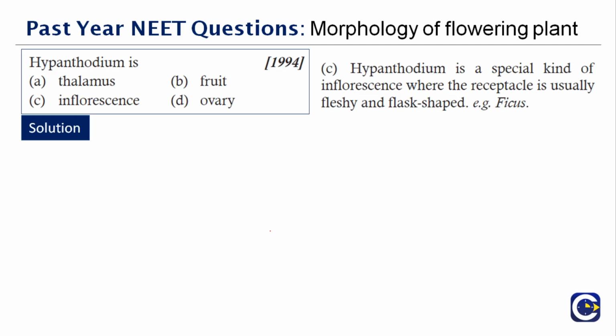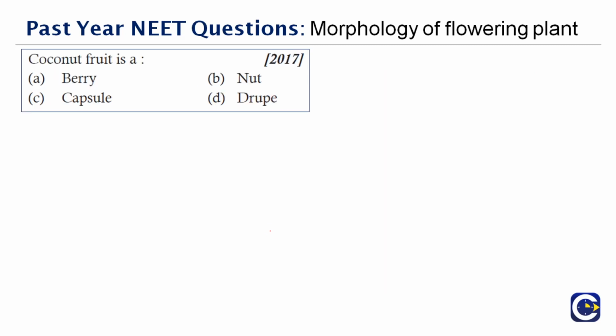Hypanthodium, as I said, is a special kind of inflorescence. Yes, in angiosperms, the hypanthium or the floral cup is a structure where the basal portion of the calyx, the corolla and the stamens form the cup-shaped tube. It is sometimes called a floral tube, or a corolla tube or calyx tube. And what does it contain mostly? If you see, it will contain the nectaries of the plant. So hypanthodium is the inflorescence. It's a special kind of inflorescence where the receptacle is usually fleshy and flask shaped, and I've given you an example which is ficus. Okay, next question here.